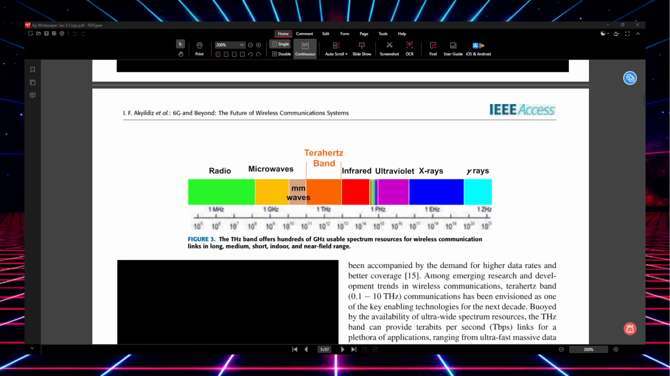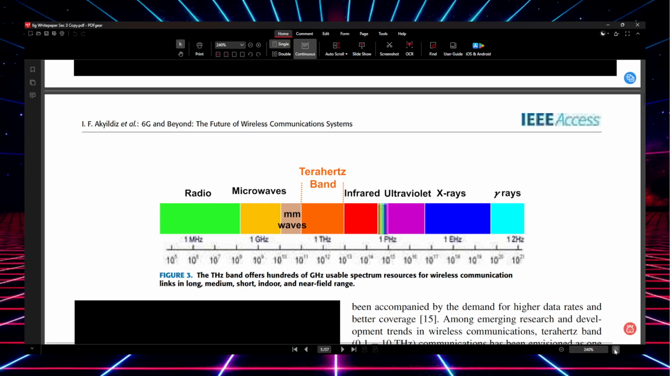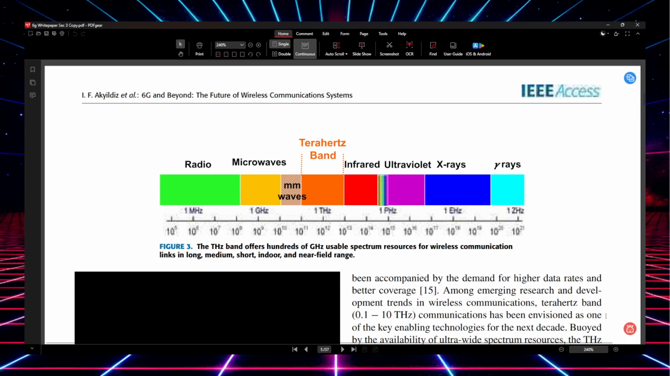So I wanted to start off with this graphic here because it's a pretty nice graphic. The Terahertz Band, figure 3. The Terahertz Band offers hundreds of gigahertz per second usable spectrum resources for wireless communication links and long, medium, short, indoor, and near field range.